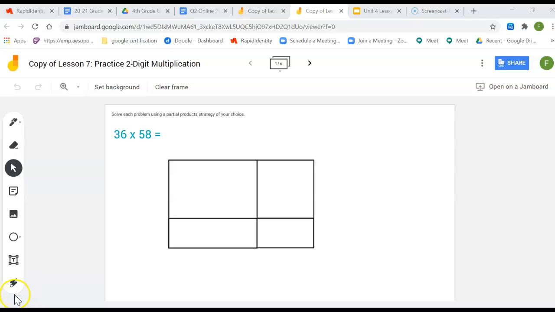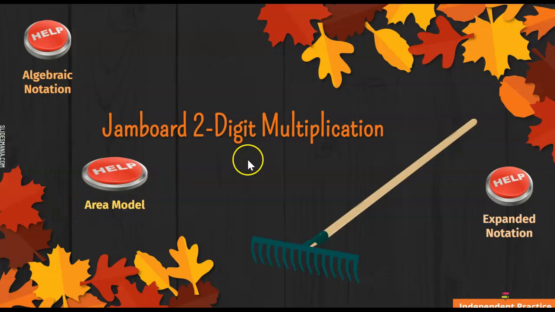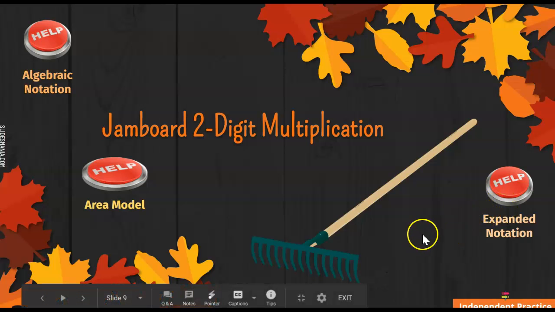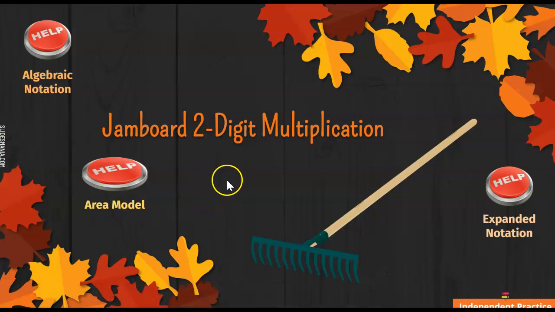So for that Jamboard 2-digit multiplication, I've gone ahead and added in the help buttons, the same ones from the previous lessons, just to help you if you still haven't had an opportunity to bookmark these. And these are just little short videos, again, that are going to help you in case you forgot how to use either method. Okay, this can help you complete the Jamboards.